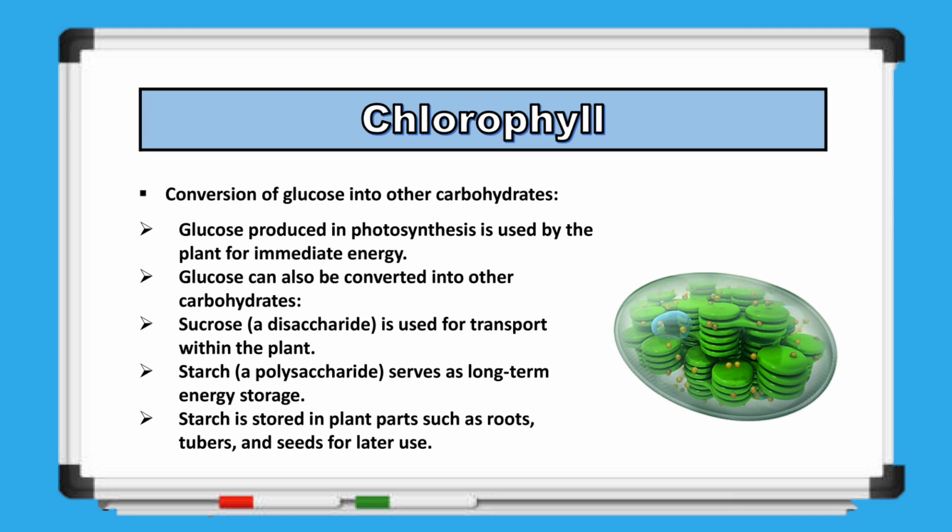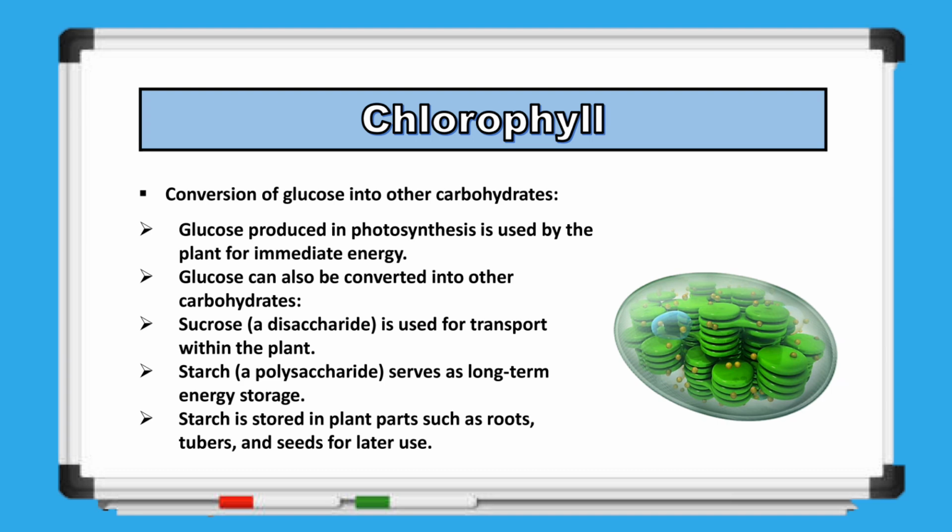doesn't just serve one purpose. While some of the glucose is used immediately by the plant to provide energy for its basic functions, it can also be transformed into other forms depending on what the plant needs. One of these forms is sucrose, which is a disaccharide. Sucrose is mainly used for transport, allowing the plant to move sugars from the leaves where photosynthesis happens to other parts of the plant that need energy or are growing.